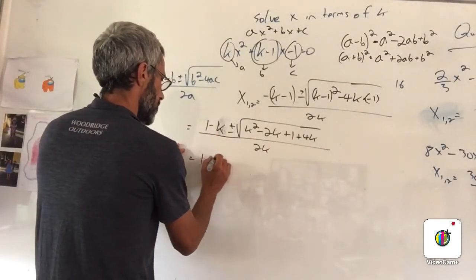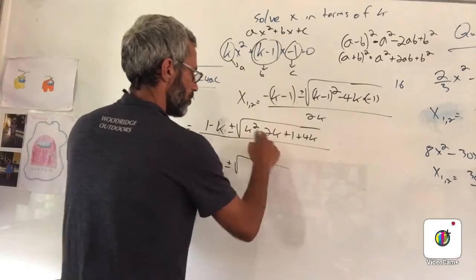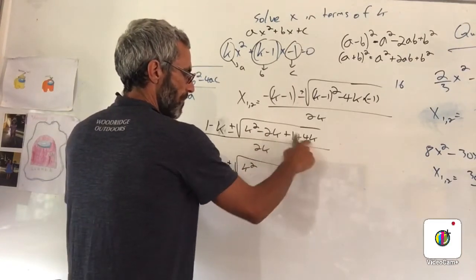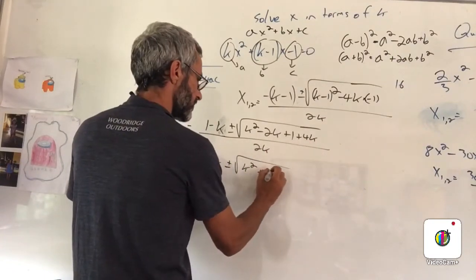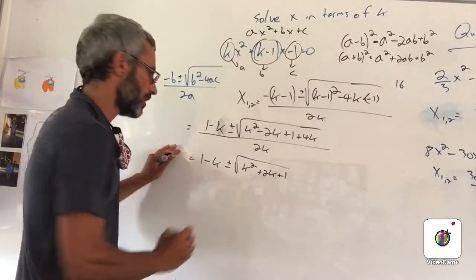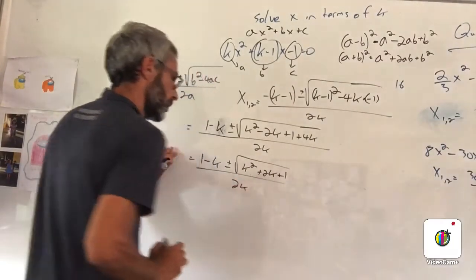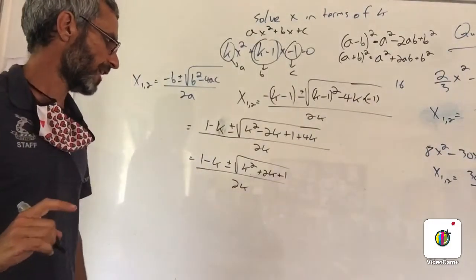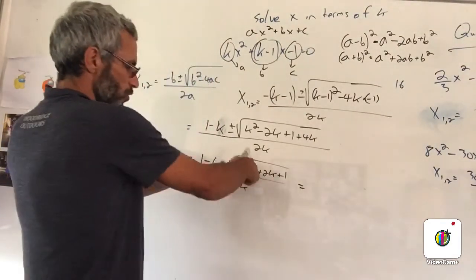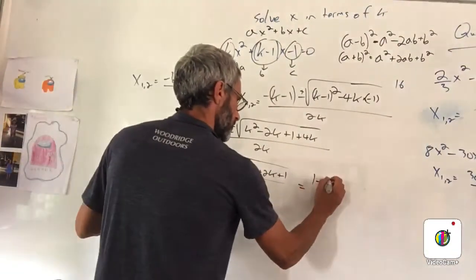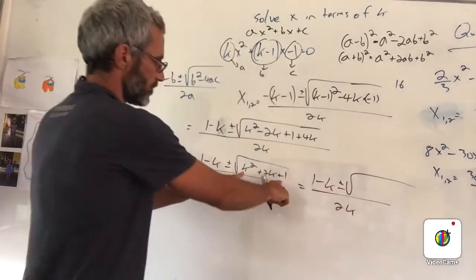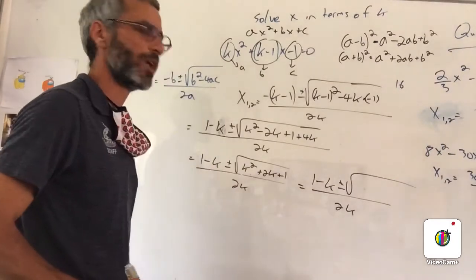So that's equal to 1 minus k plus minus the square root of, what do I have here? k squared stays k squared. Minus 2k plus 4k is plus 2k, plus 1. Divided by 2k. Funny enough, we spoke about factorization. Now we need to factorize, because how do I do the square root of this thing? I need to factorize this. How do I factorize k squared plus 2k plus 1?